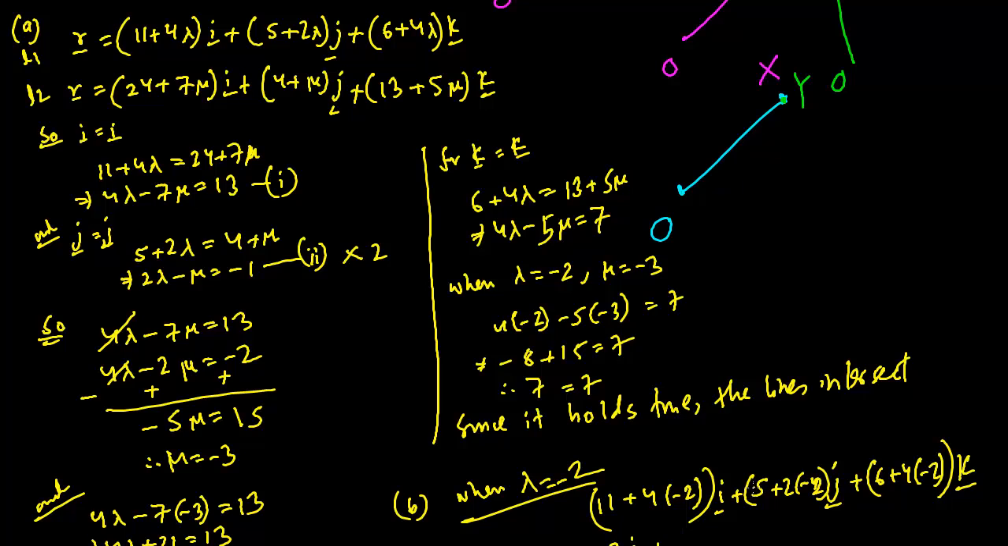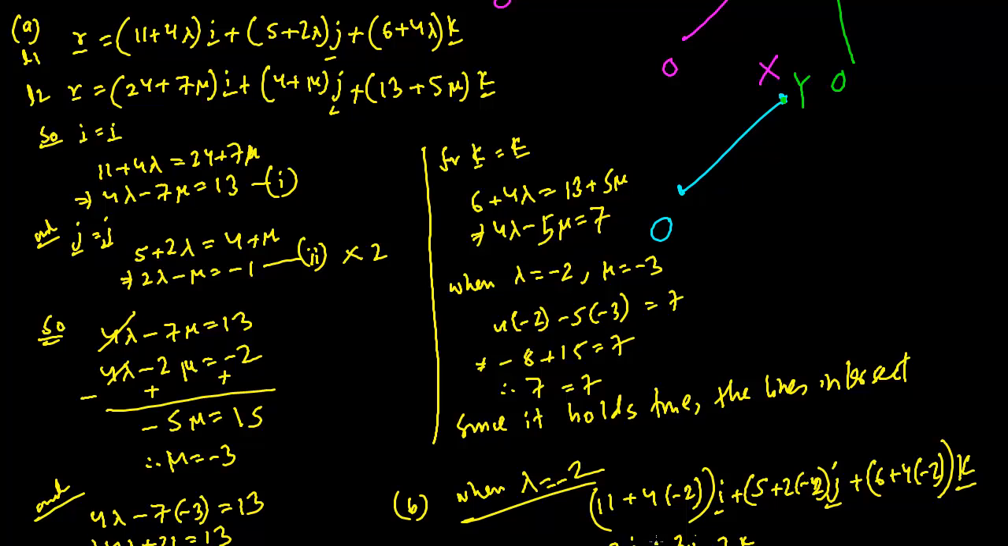5 minus 8 is minus 3 j, and 6 minus 8 is minus 2k. I didn't understand my own handwriting. I think this is minus 2. So then it would be 5 minus 4.